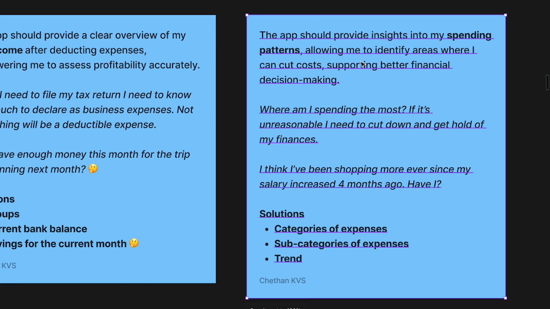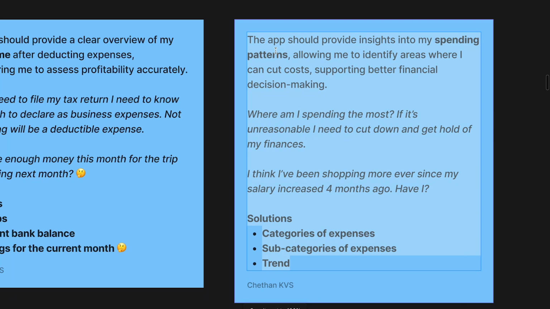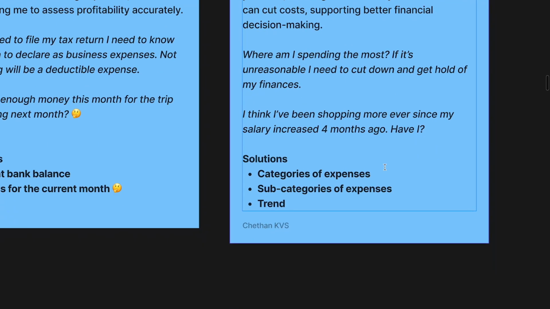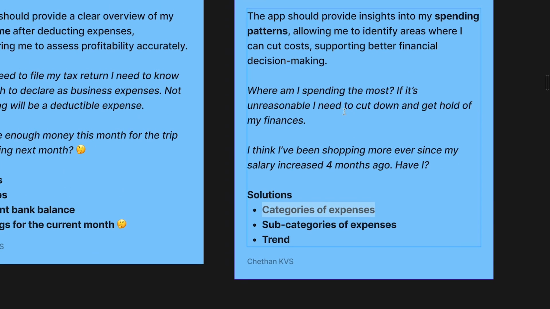And finally, over here, the app should give insights about my spending patterns. Obviously, we have the categories of expenses. So where did I spend the most? And you also have subcategories of expenses. So this is basically, I've been shopping for 4 months, and has it increased over the past 4 months? So for that we have the trend, right? So you do a month-on-month comparison, or if you take a year, you do a year-on-year comparison, or you take a quarter, you do a quarter-on-quarter comparison, right? So how do we provide that information, right?